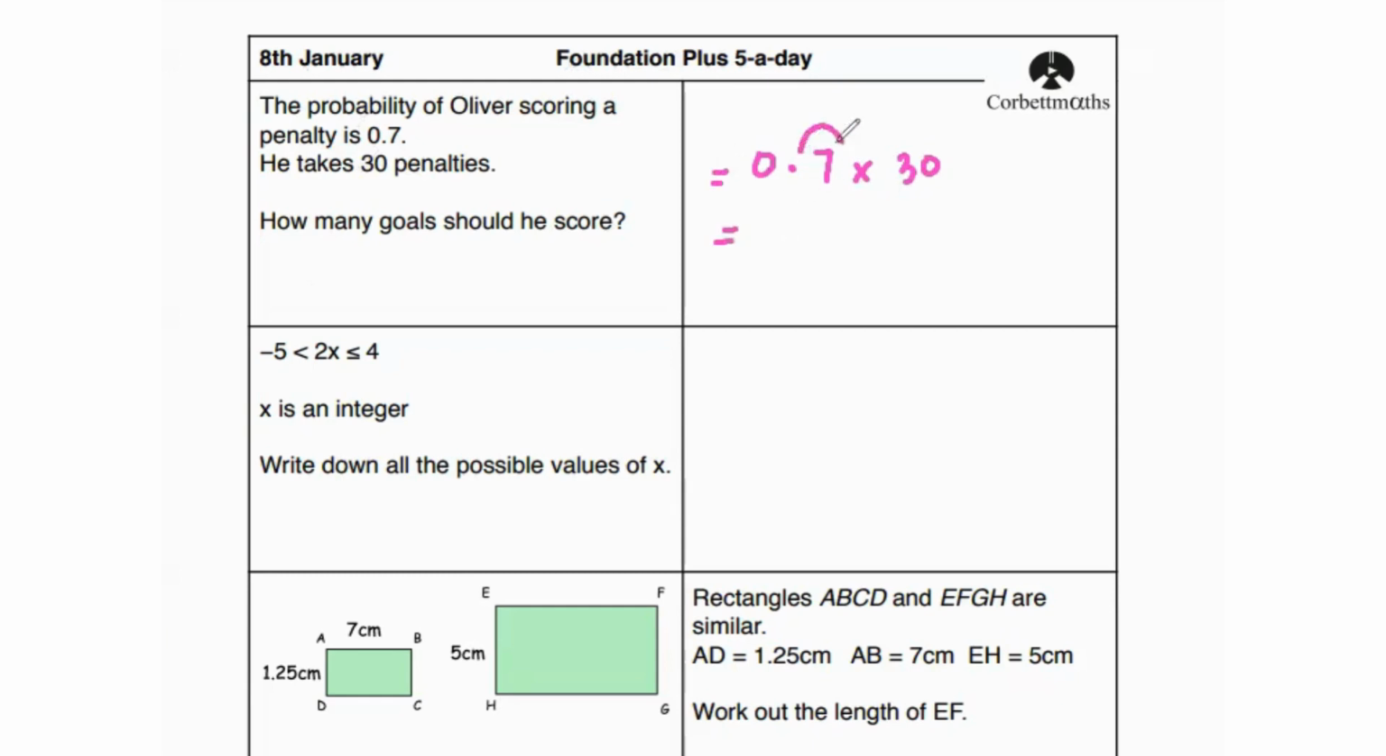Move the decimal one place to the right. The 0 gets cancelled out. So now it's going to be 7 times 3, which is 21. So he's going to make 21 goals.